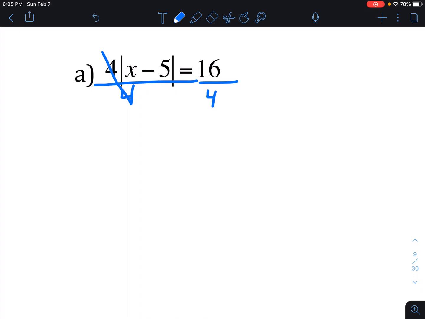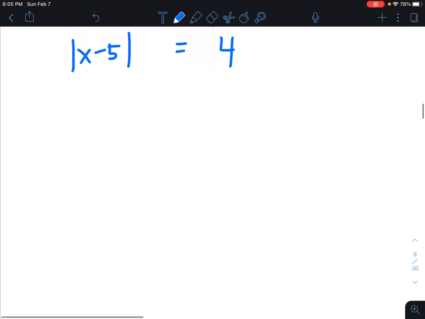So we need to divide by 4, so it'll cancel on the left. On the right side of the equal sign, you do the math. 16 divided by 4 is 4. Now, this is the point where I consider the absolute value isolated. So now is the point where we want to get two different answers. So how do we do that? We're going to set up two different equations.